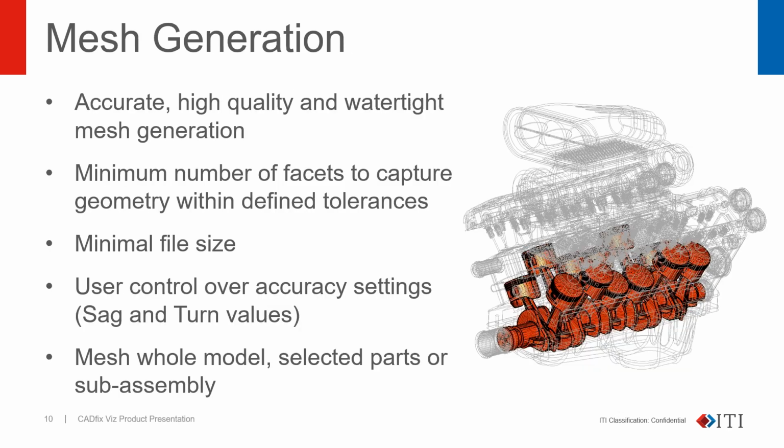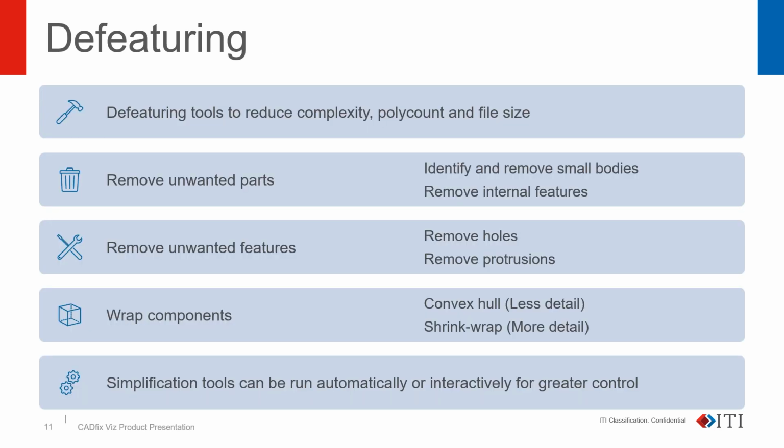So within CADfix Viz is a very robust mesh generation engine: accurate, high quality, watertight mesh generation. The minimum number of facets is used to capture the geometry within defined tolerances, the goal being a minimum file size. The user has control over accuracy settings such as sag and turn values in the mesh generation. And then you also have the capability to mesh the whole model or selected parts or subassembly or whatever may be desired. So how do we reduce the mesh size and get down to these smaller mesh counts?